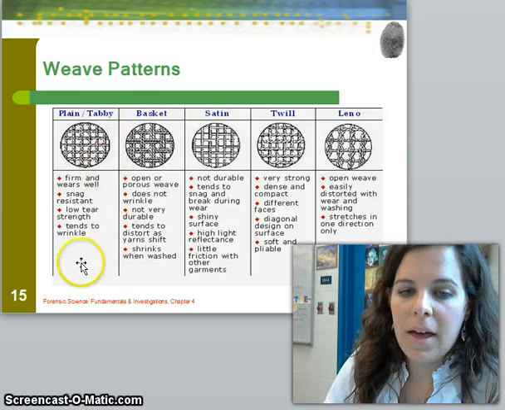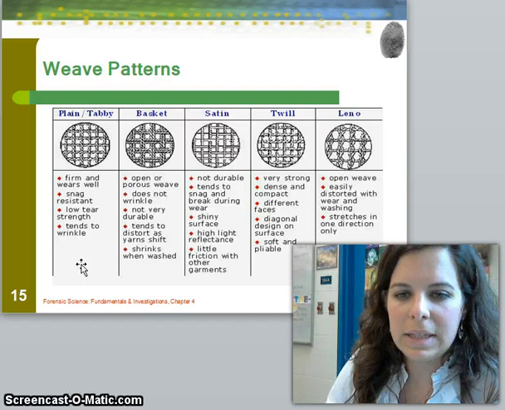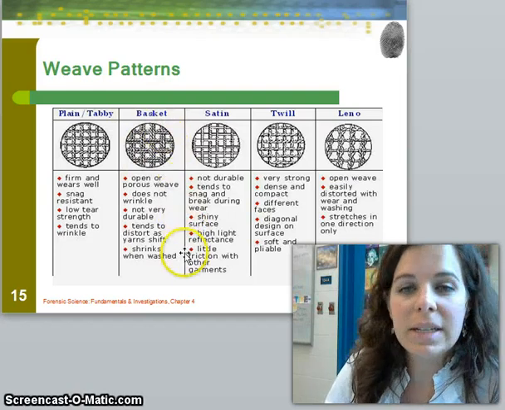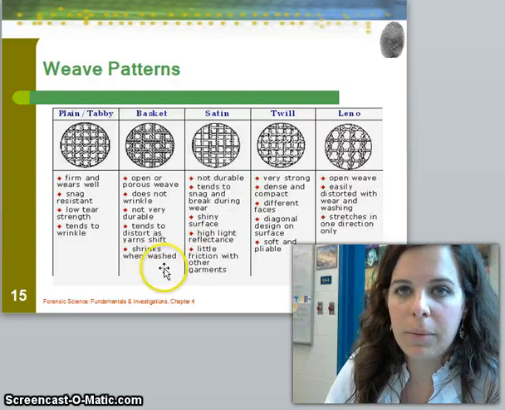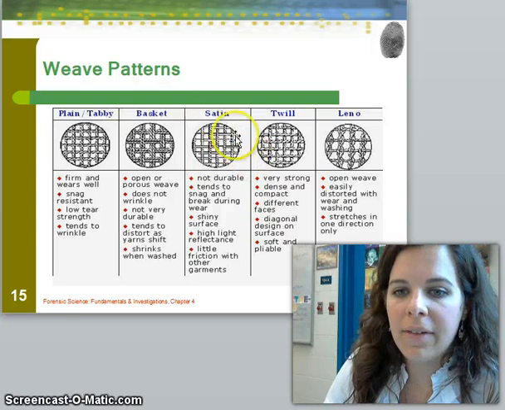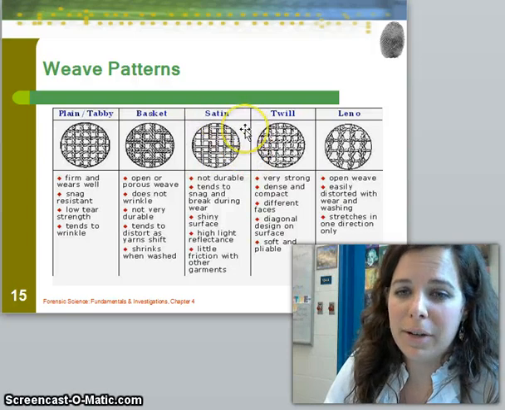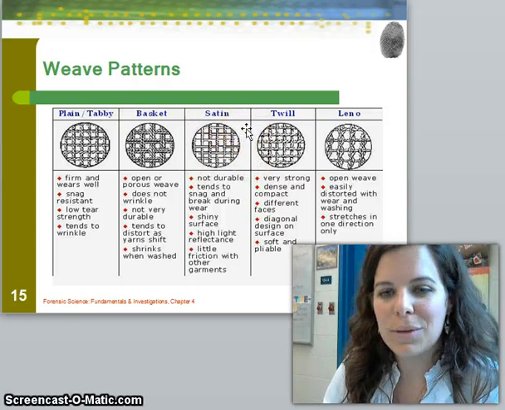It wears well. It tends to wrinkle pretty easily though. There's a basket pattern. It has a very open weave. It doesn't wrinkle, but it's not very durable. And it tends to shrink when washed. The satin weave is not durable at all. It tends to snag and to break during wear.